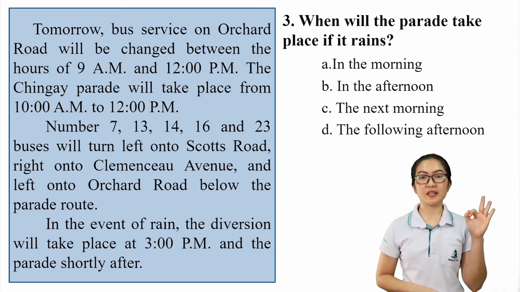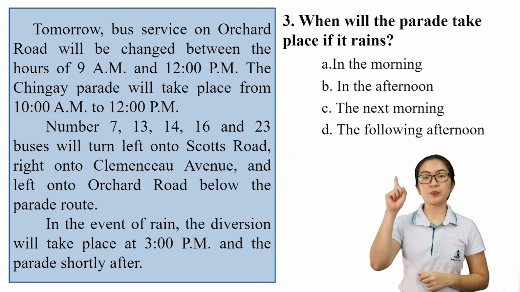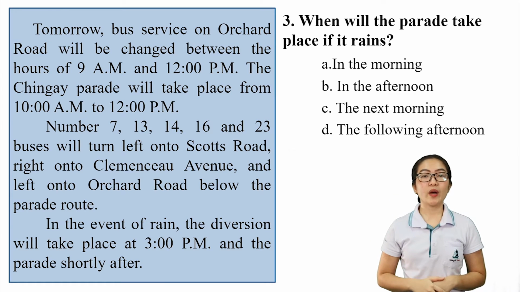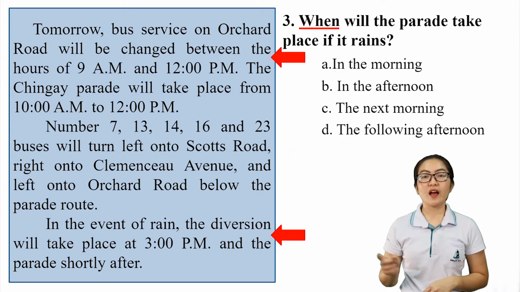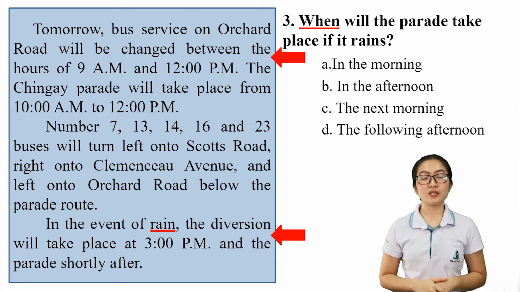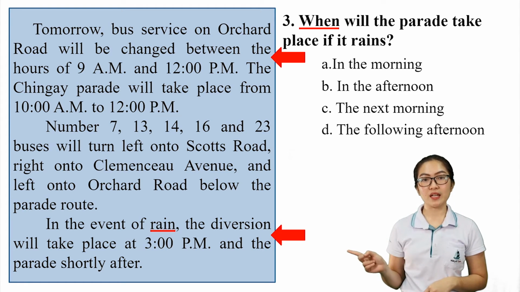Question number 3. When will the parade take place if it rains? Since the question begins with "when," we should look for the time figures, which we can see in paragraphs 1 and 3. Another keyword, however, is the word "rain." So definitely, the answer can be found in paragraph 3.